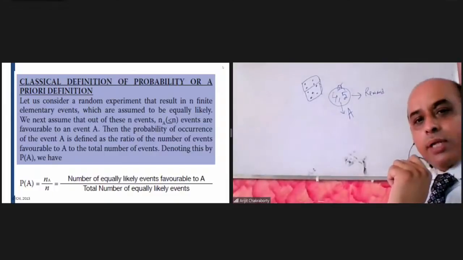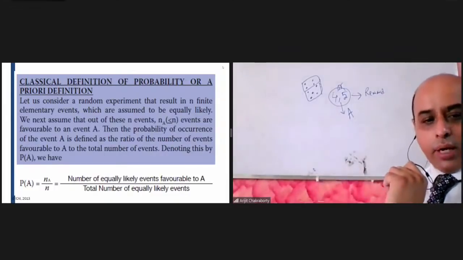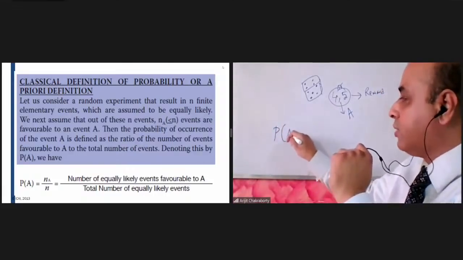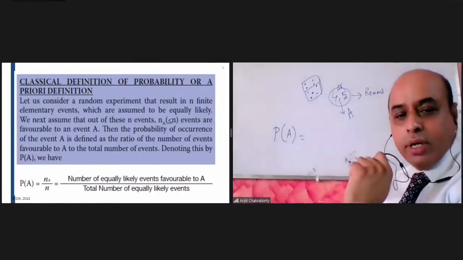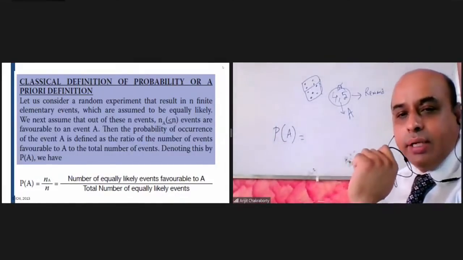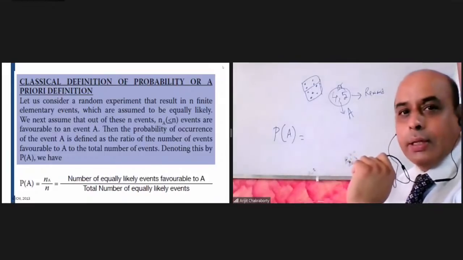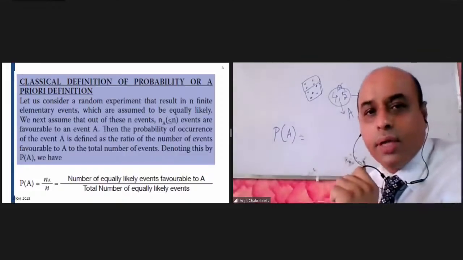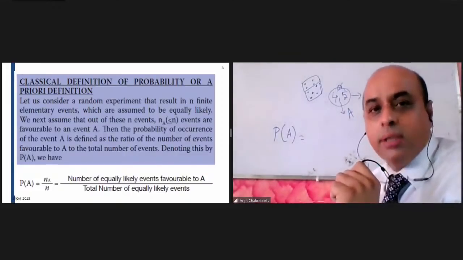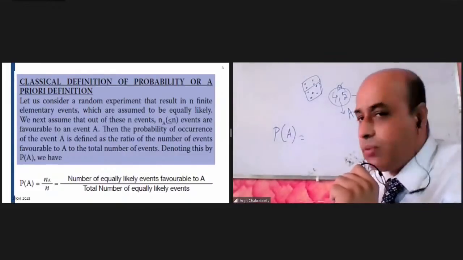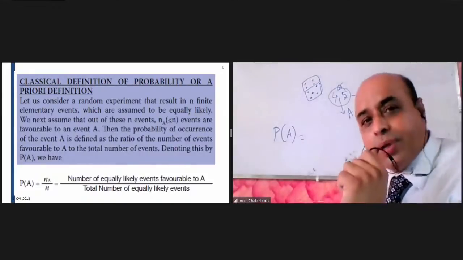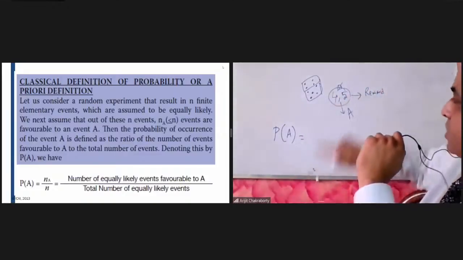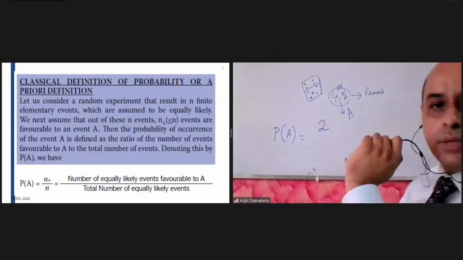Now, what is the probability? Please see the formula. I'm just following the formula given in the slide. So I will write probability of A. Please see the numerator, the number of equally likely events favorable to the event A. In my example, if I get 4 or 5, then I will get a reward. That means it is favorable to me. If I get 1, 2, 3, 6, I will get nothing. So only if I get 4 or 5 will I get a reward. There are 2 cases which are favorable, so I will write 2 in the numerator.